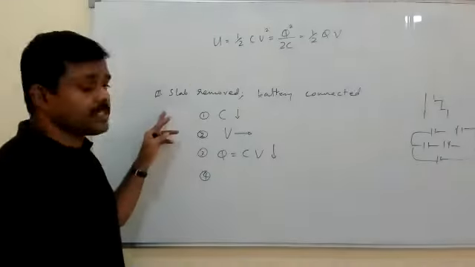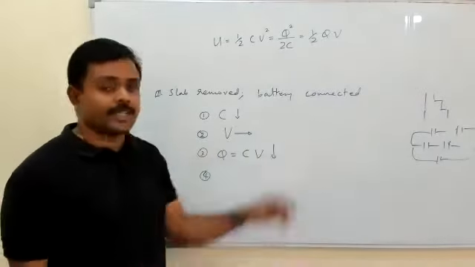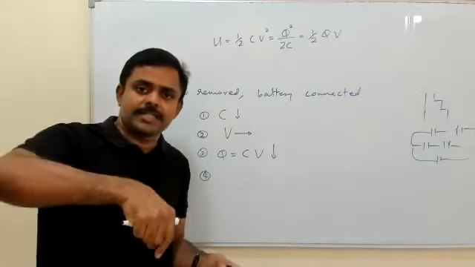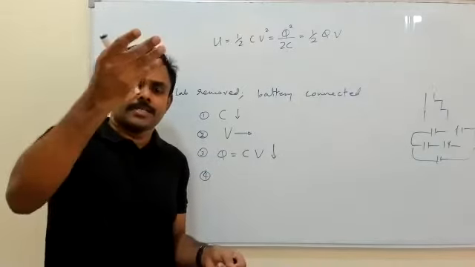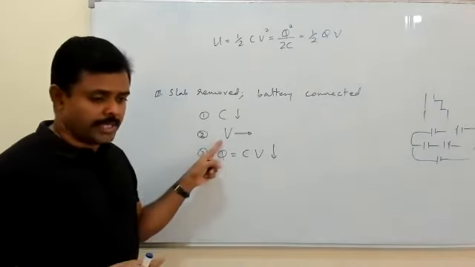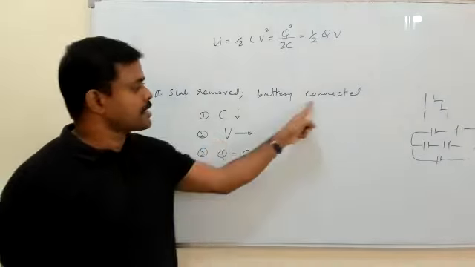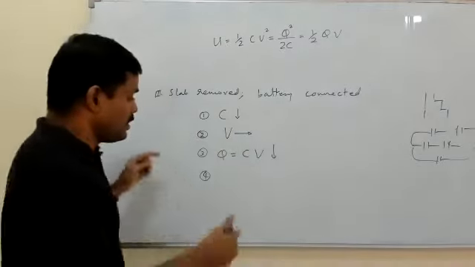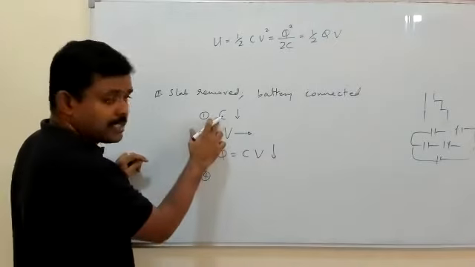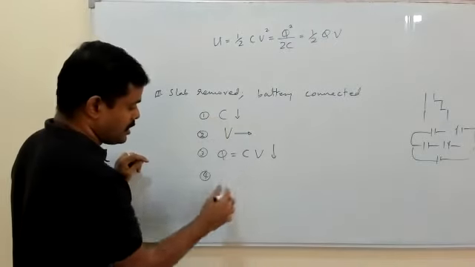So we are writing the third case here, slab removed and battery connected. Slab removed means what? Capacitance decreases. Because when you insert the slab, if capacitance increases, when you take the slab out, capacitance decreases. Then voltage. Voltage is a constant because battery remains connected. Then charge is CV. C is decreasing. V is constant. So this is decreasing.